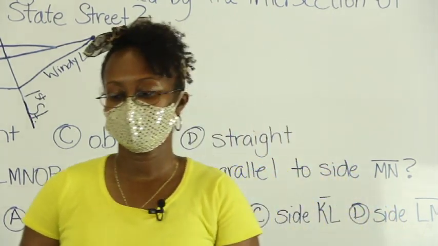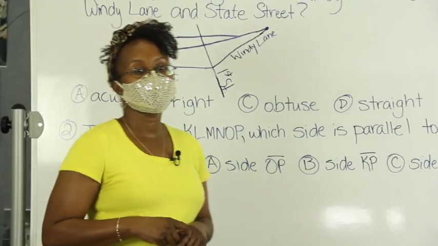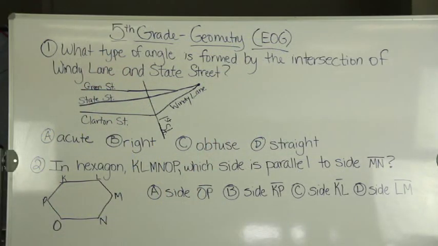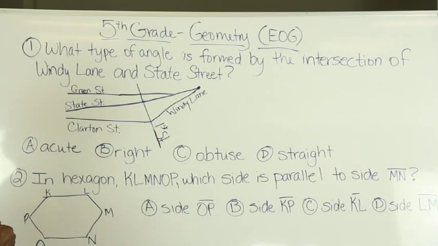All right, so let's go ahead and get started. If you would like to attempt these questions before we do it together, go ahead and pause your screen and do that. Now, let's go through them together. Question 1, what type of angle is formed by the intersection of Windy Lane and State Street?